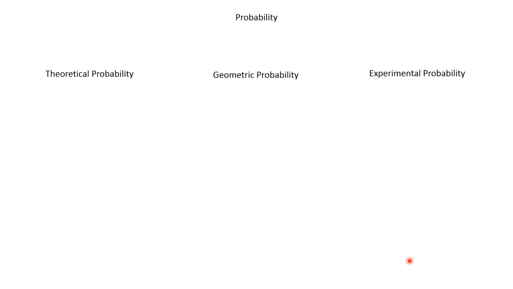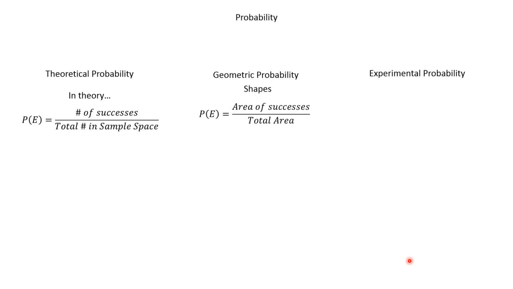One last little recap. We have three types of probability: theoretical, geometric, and experimental. I just really want to get these all on one page. So theoretical probabilities, in theory, what's going to happen? It's the number of successes divided by the total number of things in the sample space. Geometric probabilities on shapes and area. It's the area of success divided by total area. And the experimental is based on experiment. It's the number of successful trials divided by the total number.